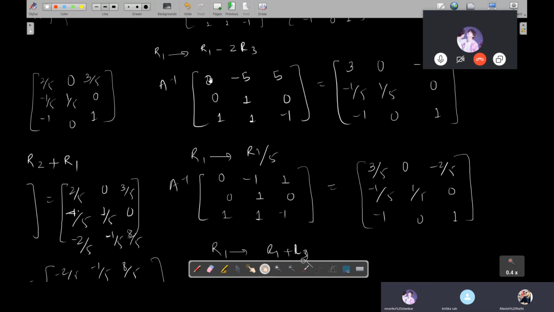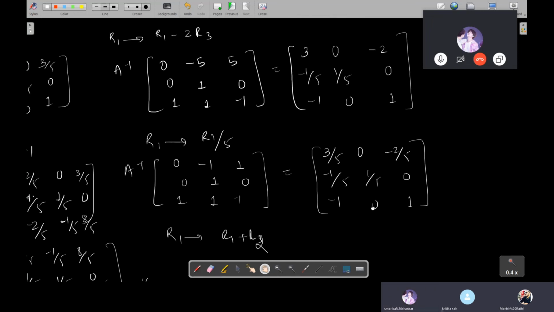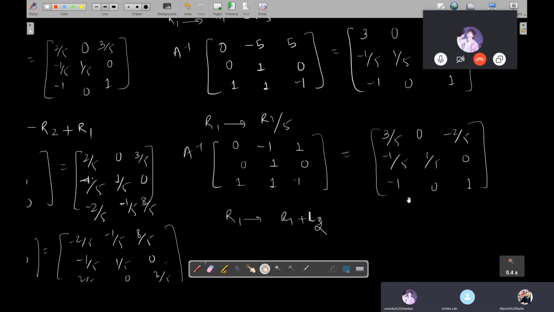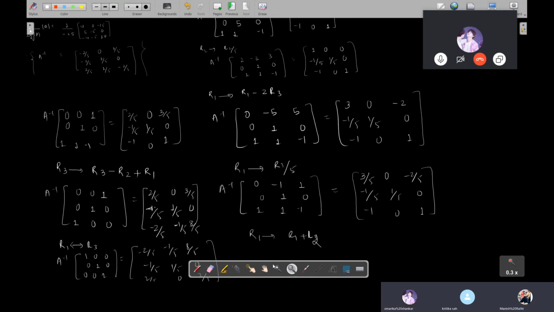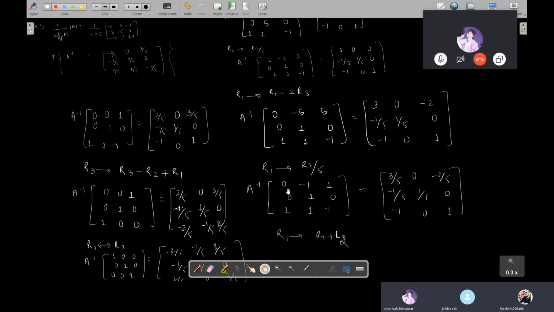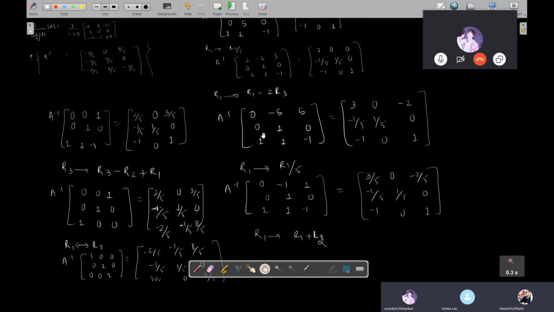Then we need to see R1 changes to R1 by 5. So what is A inverse? 0, minus 1, 1, 0, 1, 0, 1, 1, minus 1, 3 by 5, minus 2 by 5, and the remaining elements as they are. After that, we applied R1 changes to R1 plus R2. That means we just add these two. So 0, 0, and it is 1. 3 by 5 minus 1 by 5 is 2 by 5, 0.